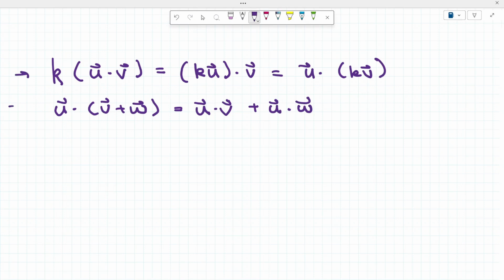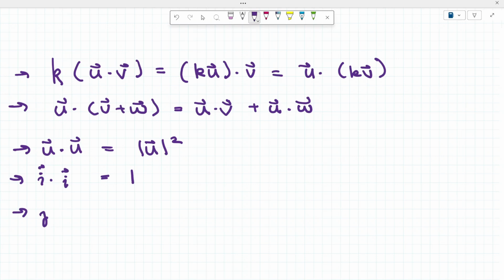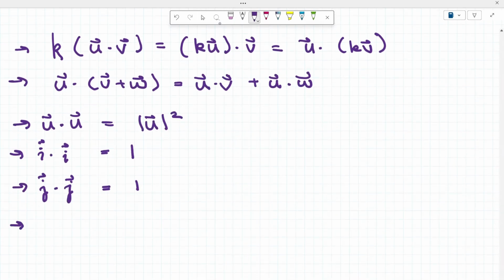A few other things that we can just write out here: if you have a vector dotting itself, that's the same thing as its magnitude squared. We also know that for the x unit vector i, i dot i equals 1, and the y unit vector j dot itself is equal to 1. And i and j are perpendicular, one's x, one's y, so that tells us that i dot j will equal 0.